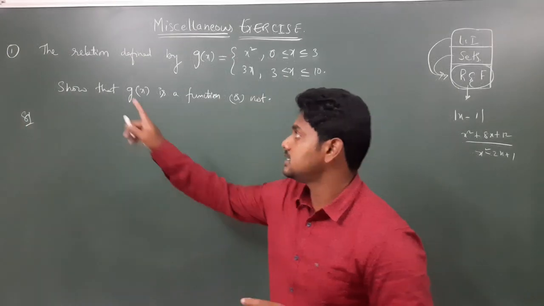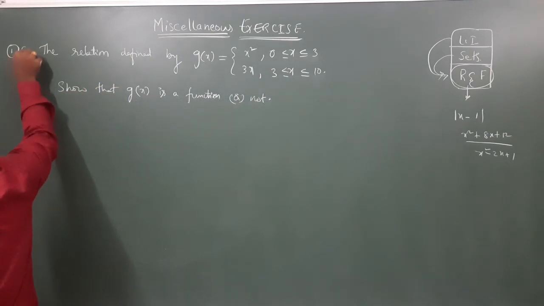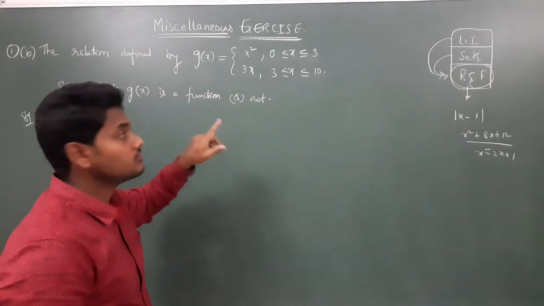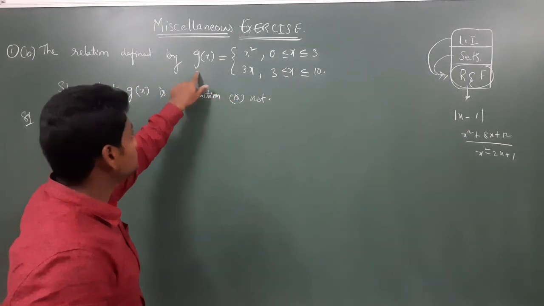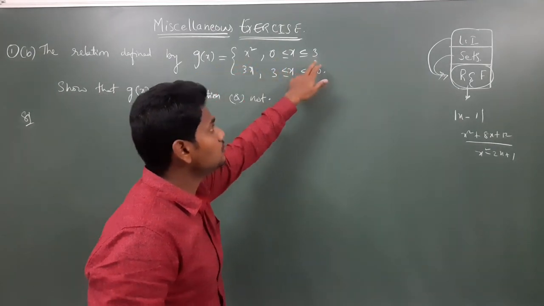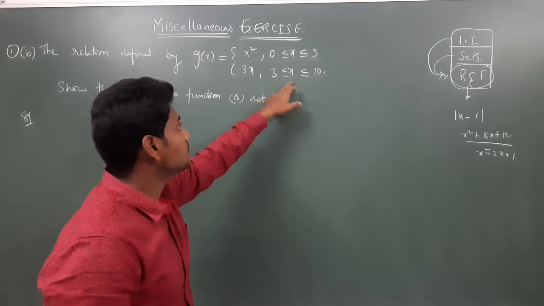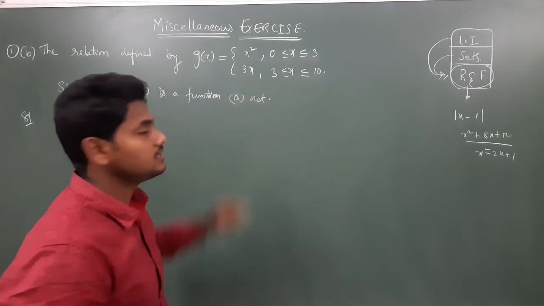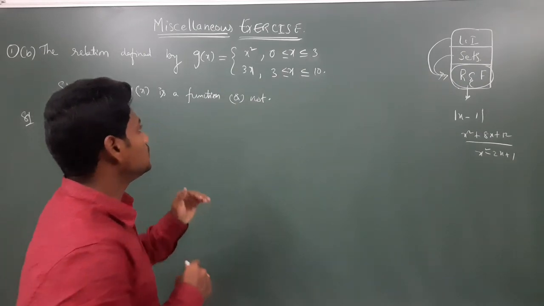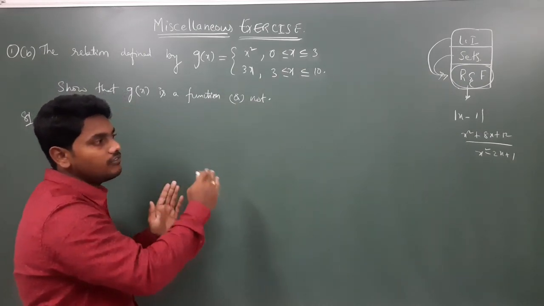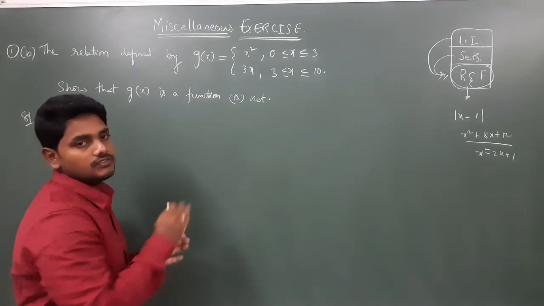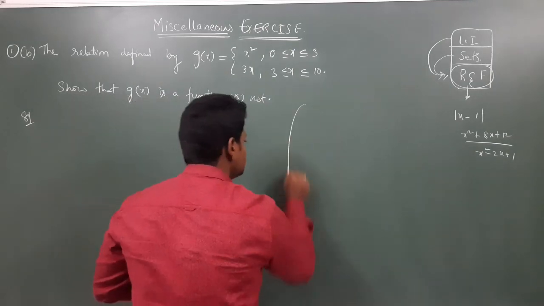Now, similar to that, in question 1 only, in the B bit, the relation is defined by g of x. In the first question they have given f of x, now it is given in terms of g of x. G of x is equal to x square when x is from 0 to 3, and for x from 3 to 10, the function is 3x. They also ask us to show whether g of x is a function or not. To show that it is a function, we need to show that every element has one and only one unique image. Otherwise, it is not.